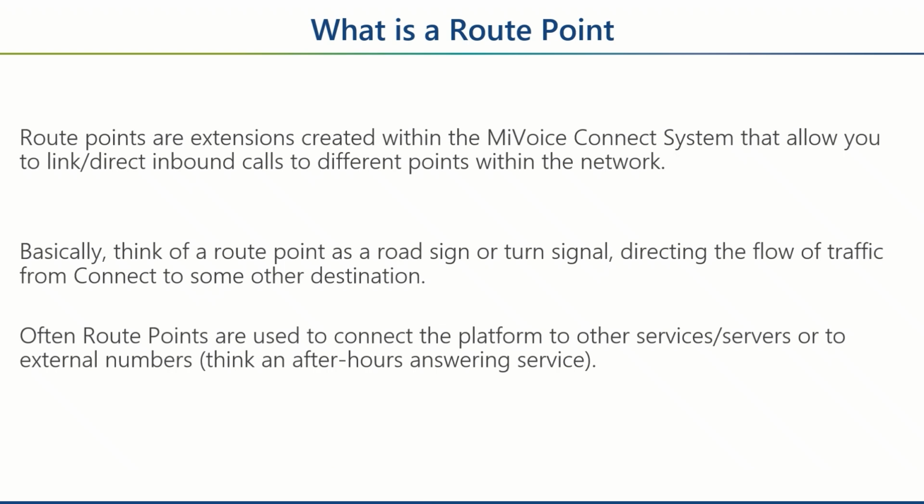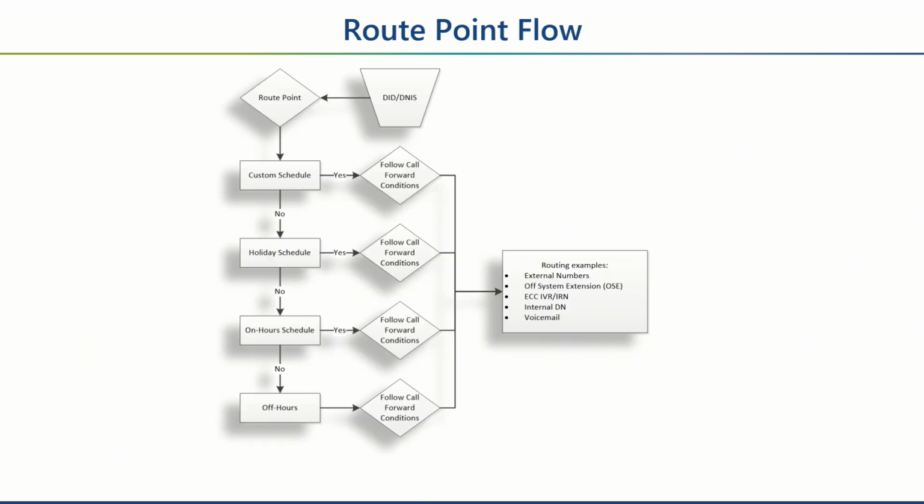Before we dive into the specific configuration for a route point, there is one piece of logic or flow that I did want to quickly cover, and that's what we're looking at here. Even though this looks pretty complicated, anytime a call comes in and engages with a route point, only one of the bottom four choices is going to be made. And each of these individual choices are all going to terminate to a shared set of destinations.